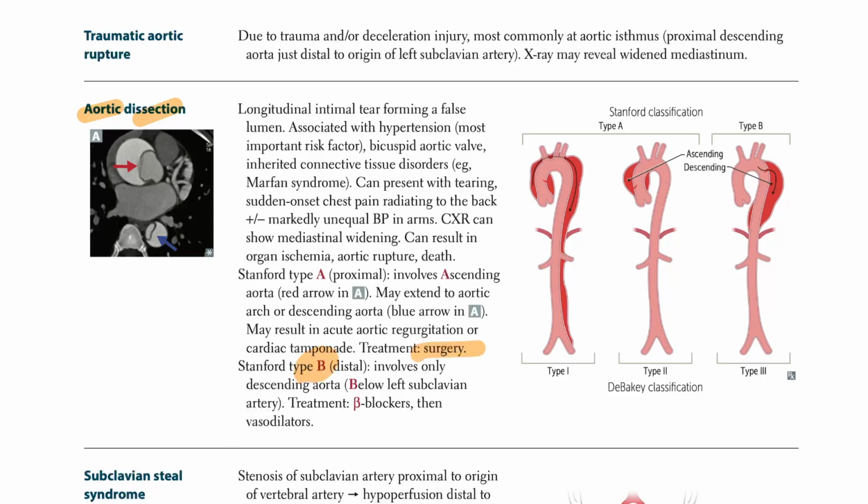Type B, on the other hand, would only involve below the left subclavian artery, which is this part right here. This last artery is your left subclavian artery. Below the left subclavian artery, B for type B, B for below, and beta blockers are the treatment option. After beta blockers, you can give vasodilators, and that's all for aortic dissection.